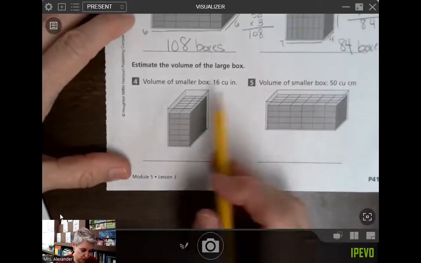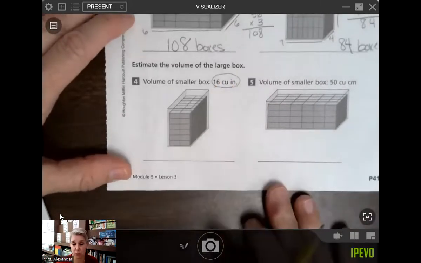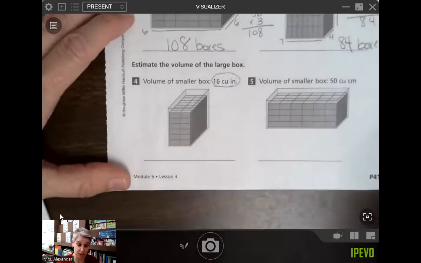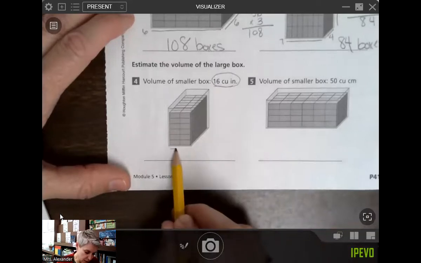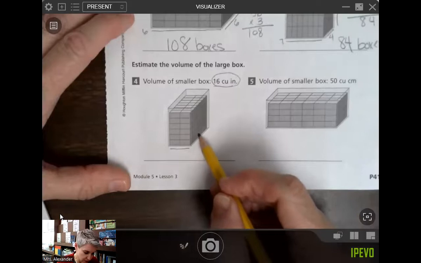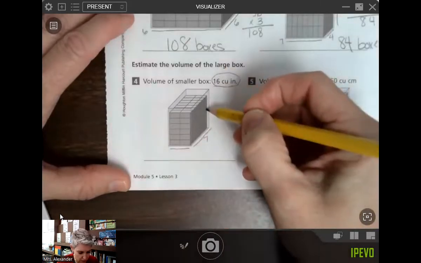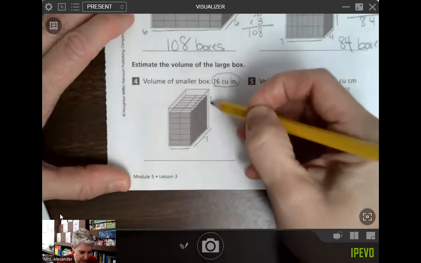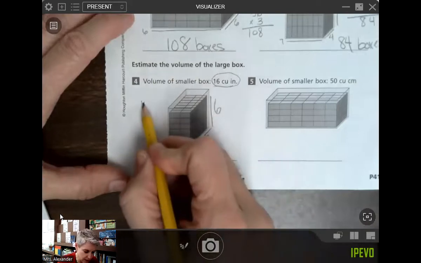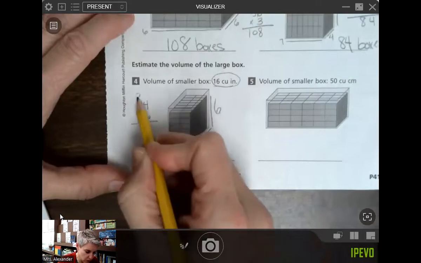Now we're getting to volume of the smaller boxes, but now we know what their volume is, what the volume of those smaller boxes is. So there's one extra step to these. I'm still going to find the number of boxes. I see 2 in the front, 1, 2, 3, 4, 5, 6, 7 rows back, 1, 2, 3, 4, 5, 6 layers. So 2 times 7, that's 14. 14 times 6, 24, 84.